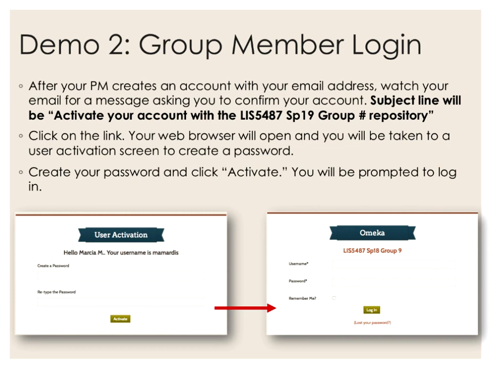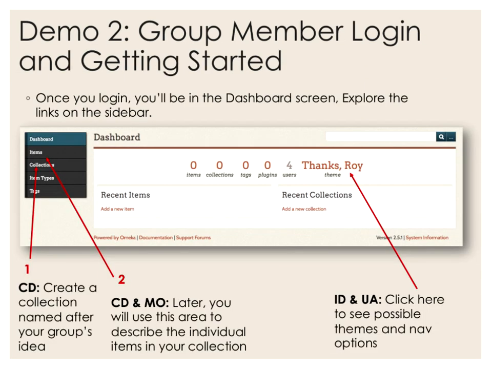So once you are the group member and you get your confirmation, the message you get will say something like, activate your account with LIS 5487 Spring 19 group number repository. Okay. Then click on the link that's in that email, and then you create your own password. The PM doesn't set it for you. You create your own. And then you can wander around and see what you want to see.